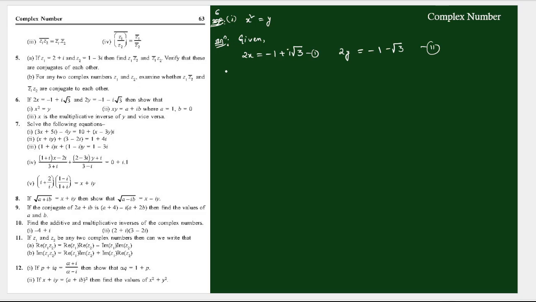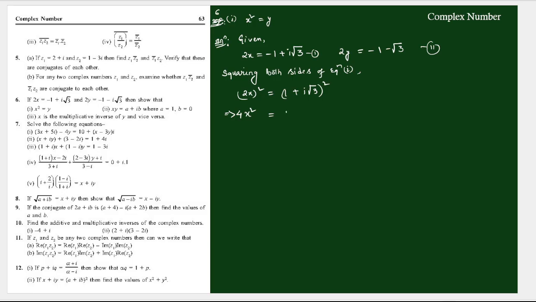We need x square, so squaring both sides of equation 1. What will we get? 2x whole square equals 1 plus i root 3 whole square. So now we get 4x square. From here we get x square on the left hand side, and 4 we will transfer to the other side. Let's see whether we will get y or not.